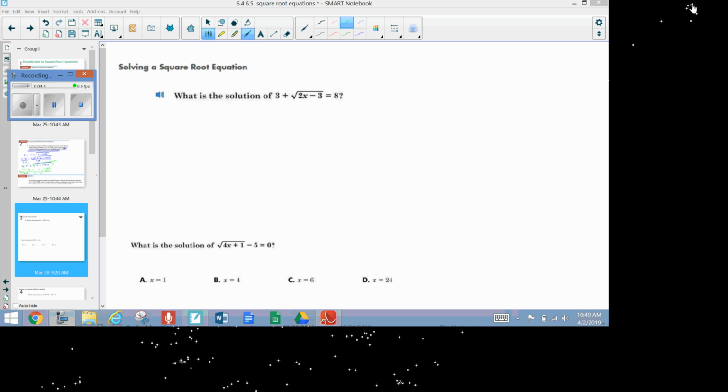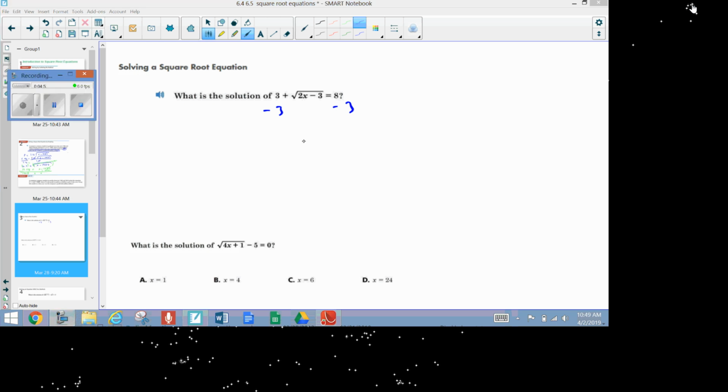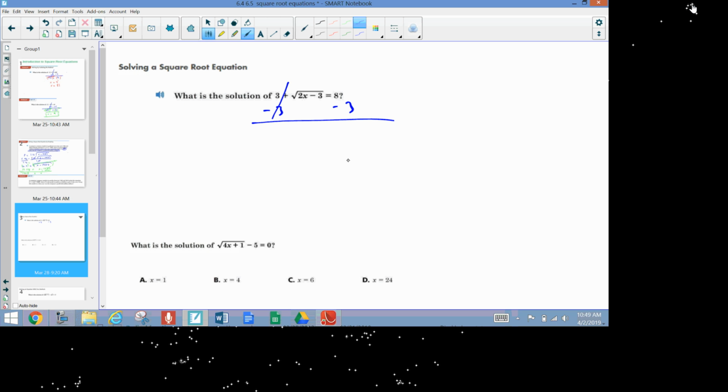In this type of question, we're going to isolate the square root. Subtract 3 from both hand sides. Continue, we will subtract 3 from both hand sides, equal to 5. So what is next? Yes. So 2x minus 3, this one was 3, is equal to 25. We're going to add 3 to both hand sides. We're going to divide it by 2.